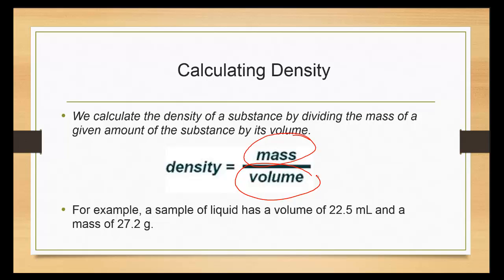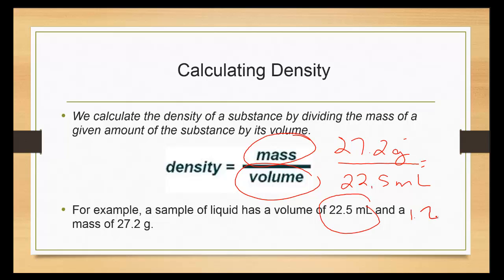For example, a sample of a liquid has a volume of 22.5 milliliters, so that will be the number on the bottom, and a mass of 27.2 grams. So it's mass over volume. 27.2 divided by 22.5 is 1.2. It's actually 1.20889. But because each of these numbers has three significant figures, we're going to round it off to 1.21.